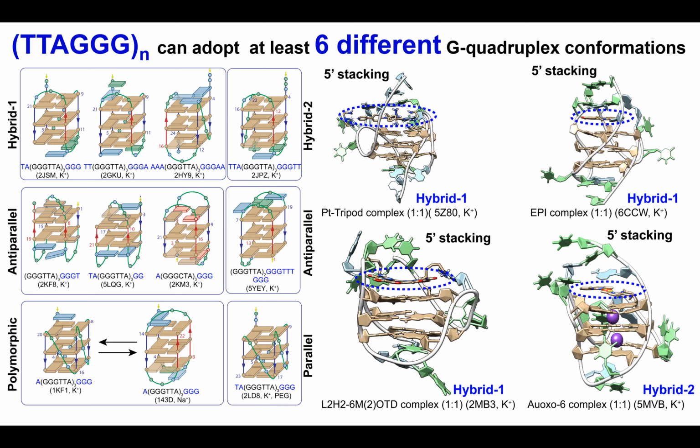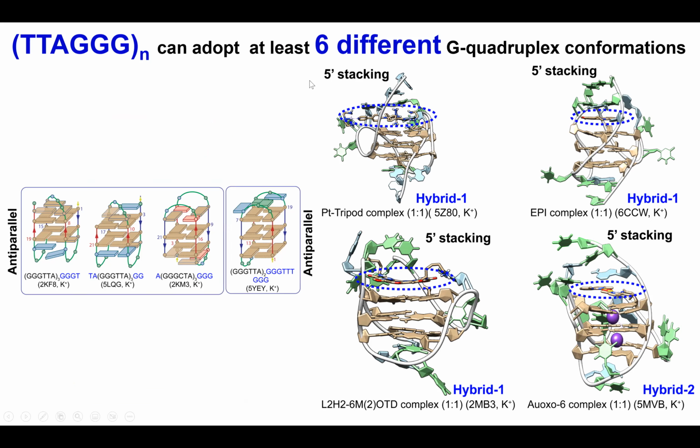There have been some structures solved during the last 10 years, and some ligand-bound conformations have also been solved to date. In most cases, we can see that the ligand binds on the 5' part of the quadruplex, marked by this circle, and stabilizes the quadruplex by means of external stacking. But there are some caveats.